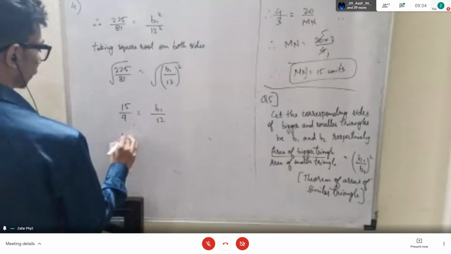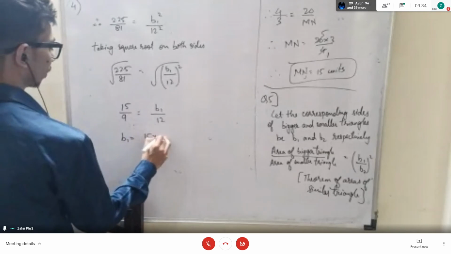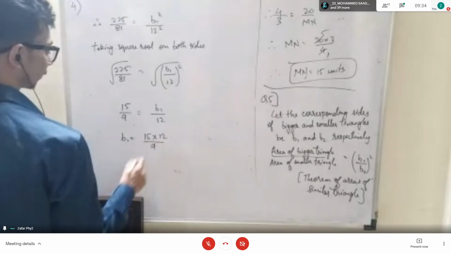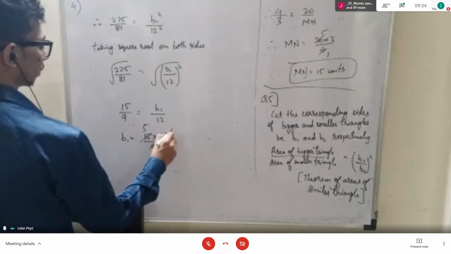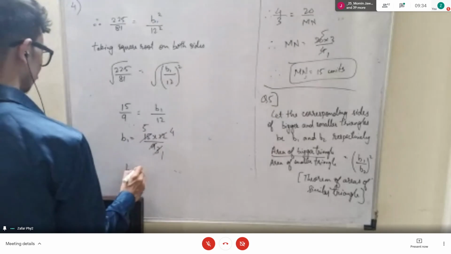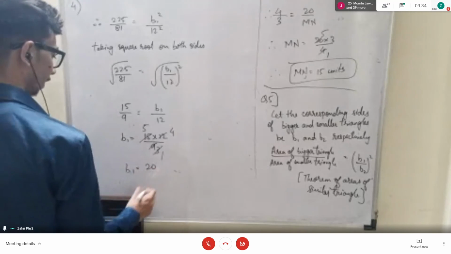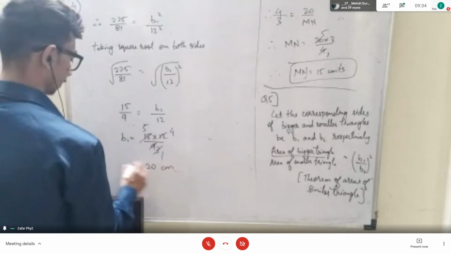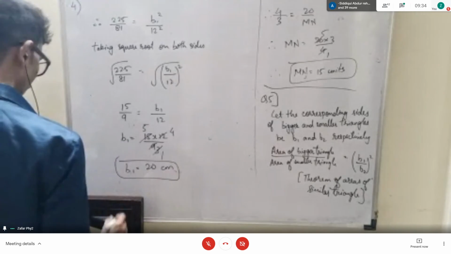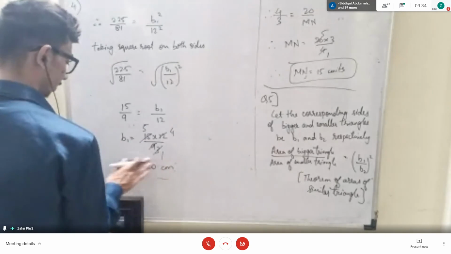12. So b1 is equal to 15 into 12 by 9. 3 5s are 15, 3 3s are 9, 3 4s are 12. Take the answer. b1 equal to 20 centimeter. Okay, at last write the statement.